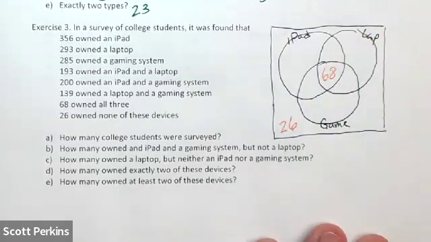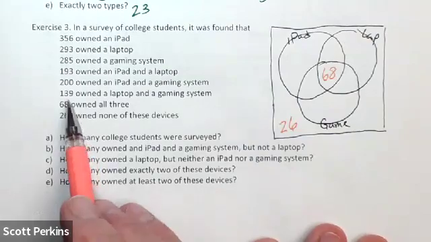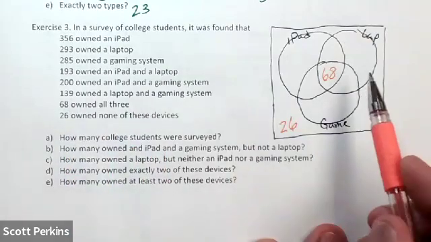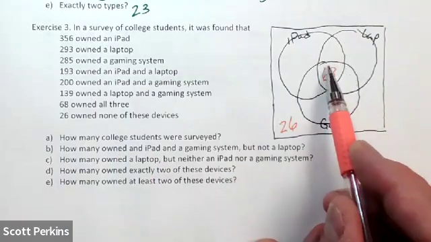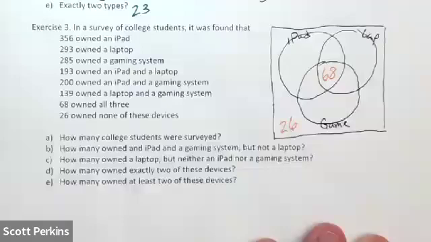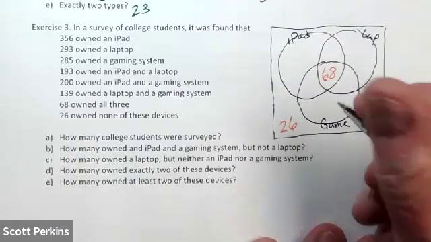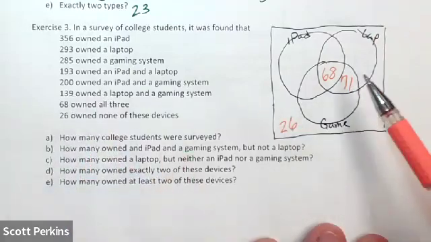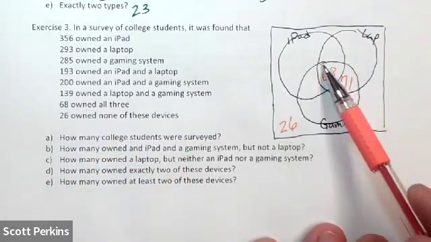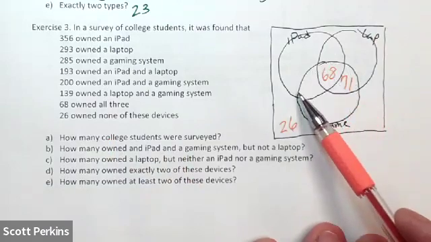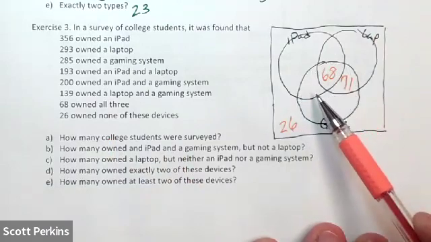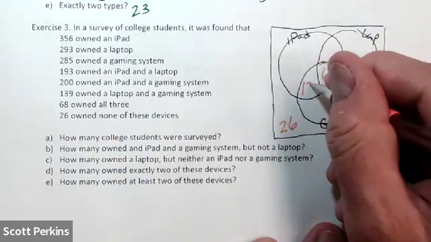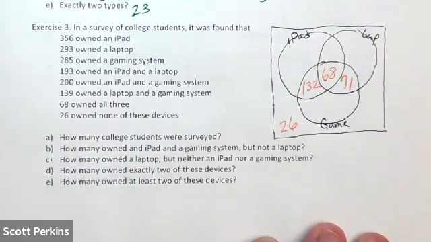I got my calculator at the ready for some of these numbers. So 139 owned a laptop and a game. So here is the laptop and game overlap. I need 139 in there. So 139 minus the 68 that are already in there leaves me 71. 200 owned an iPad and a game. So here's where the iPad and games overlap. I've already got 68 students in there. So 200 minus 68 is 132 students in that part of the overlap. Those two things add up to 200 now.